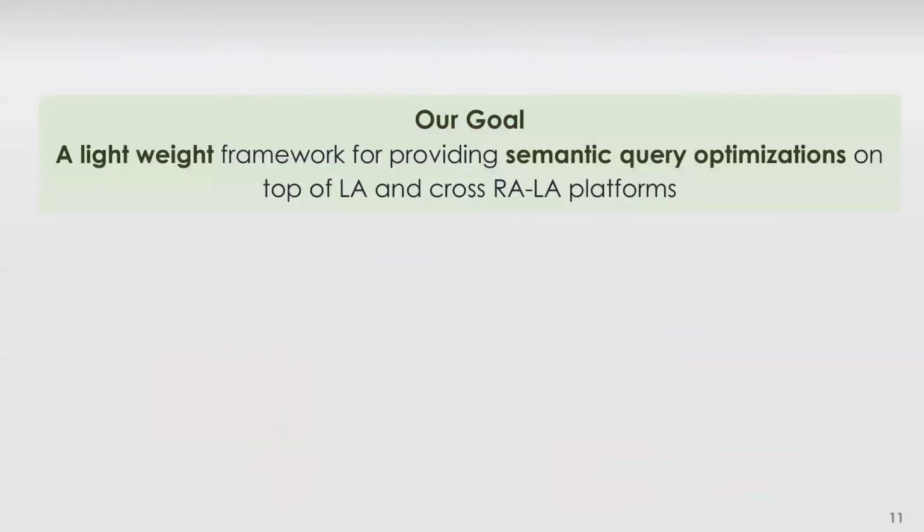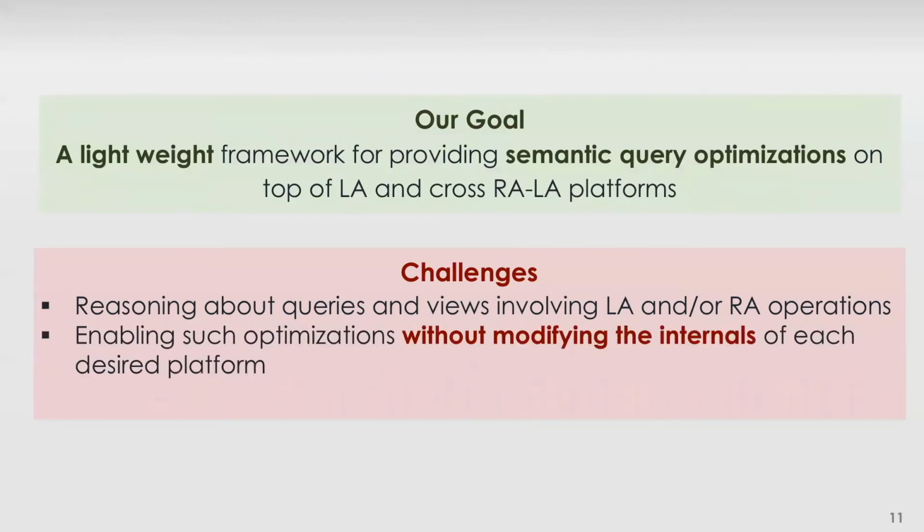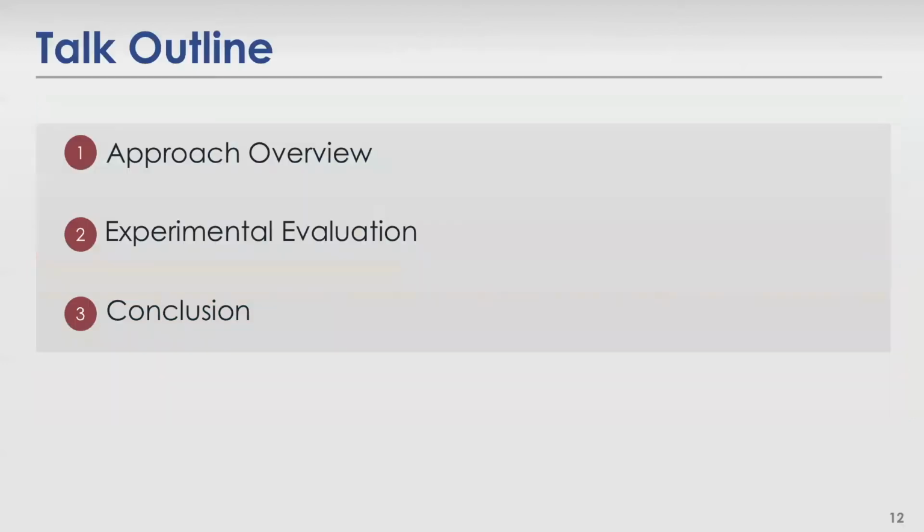So our goal in this work is providing an extendable and lightweight framework for semantic query optimizations on top of linear algebra and cross-relational and linear algebra platforms. However, the challenge in a hybrid setting is that we need to have unified reasoning about queries and views involving linear algebra and relational algebra operations, and enabling such semantic optimizations without modifying the internals of each platform. In this talk, first, I'll give an overview of our approach for providing semantic query optimizations on top of linear algebra and cross-relational and linear algebra platforms. Then we'll present our experimental results. Finally, we conclude with our contributions.